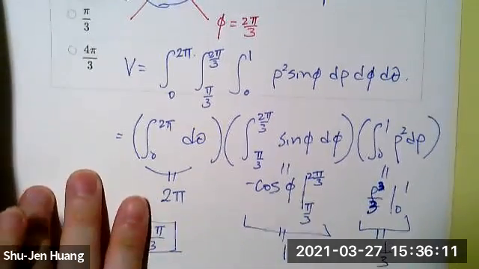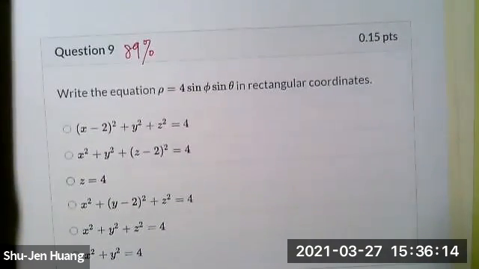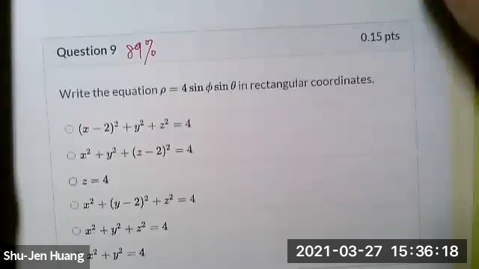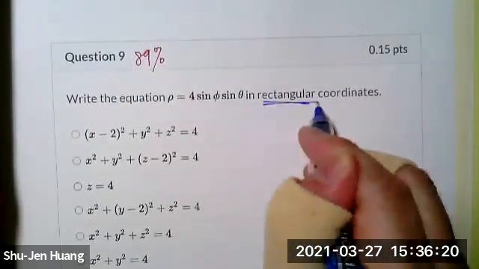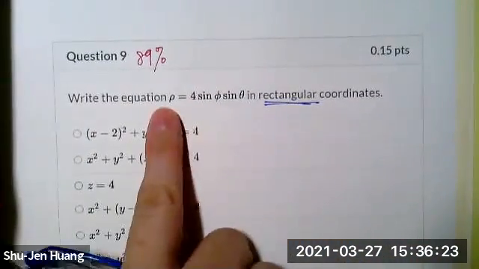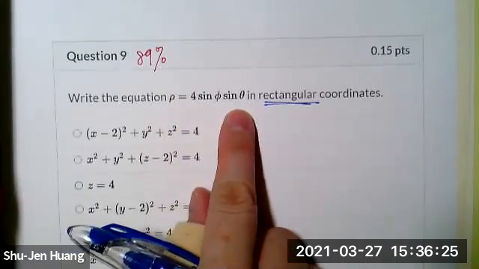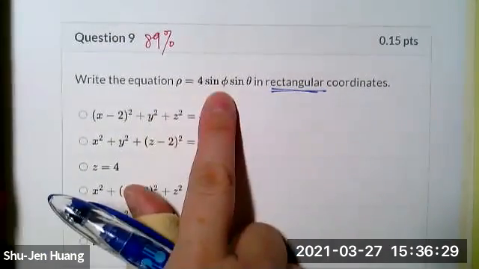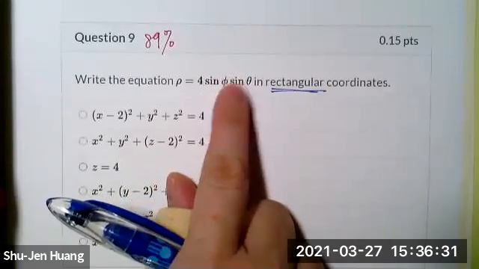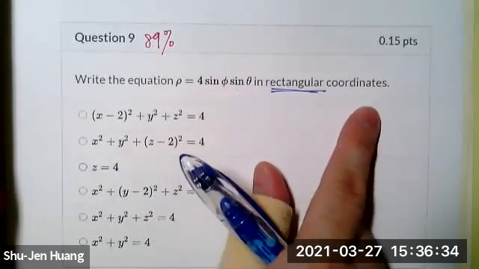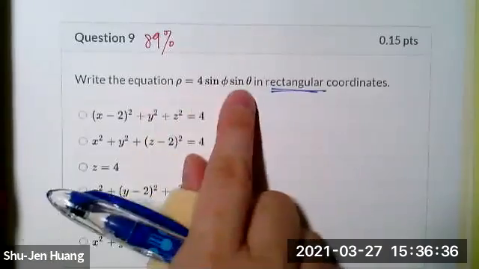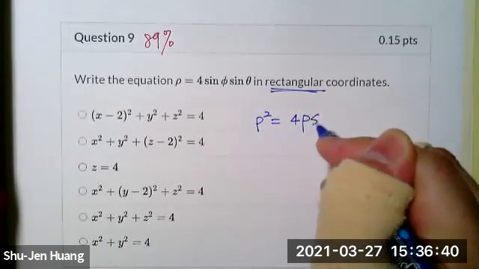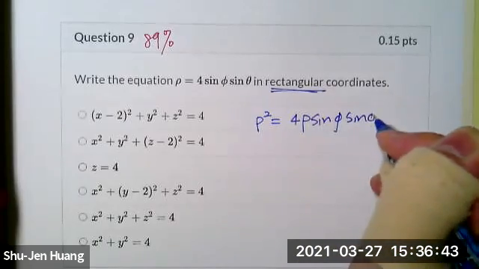Okay, so this is question number 8, and next, question number 9. We want to write the equation in rectangular coordinates. We have rho equal to 4 sine phi sine theta. In order to change to rectangular coordinates, we need to multiply rho on both sides. So we have rho squared equal to 4 rho sine phi sine theta.